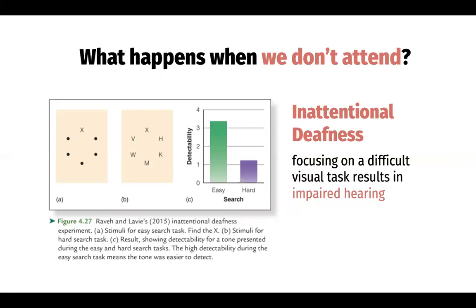The results shown in figure C indicate that it was more difficult to detect the tone when engaged in the hard visual search task. This situation, in which focusing on a difficult visual task results in impaired hearing, is an example of inattentional deafness.